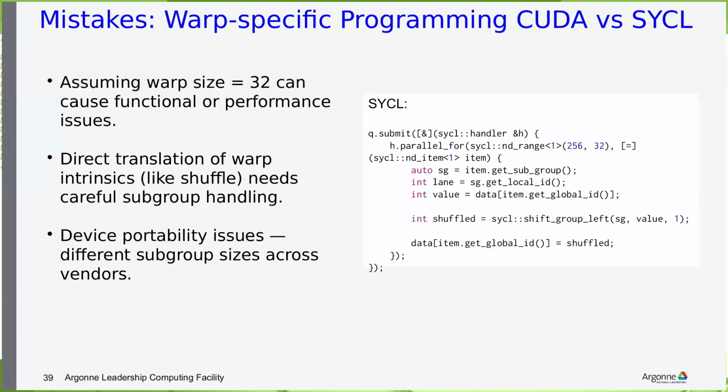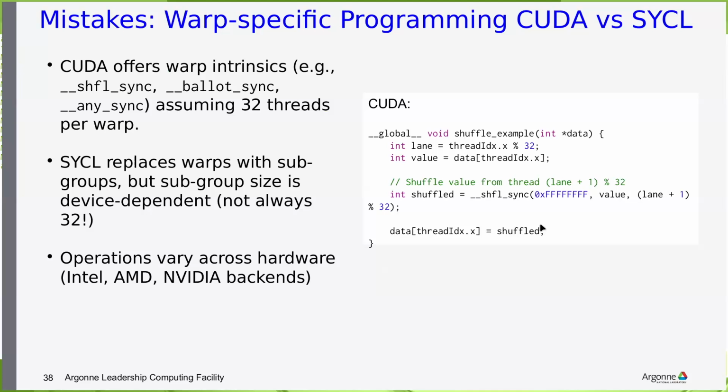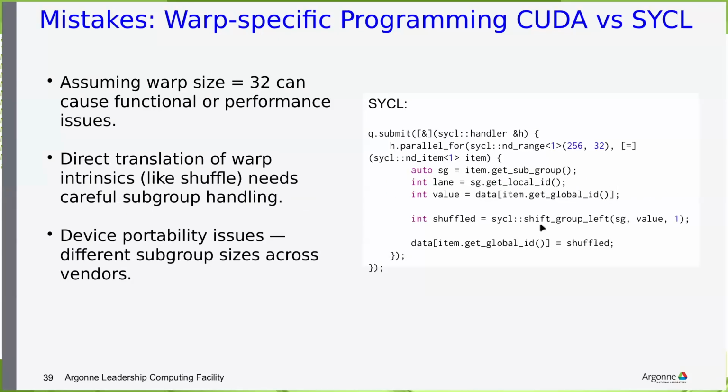So you could use warp intrinsic functions which do not take into account the size, or which do not assume the size, in other words. So you have a shuffle, you have a shuffle sync or shift group left. These are the equivalents. So there is a table of the equivalents for the warp intrinsics somewhere on the project website.